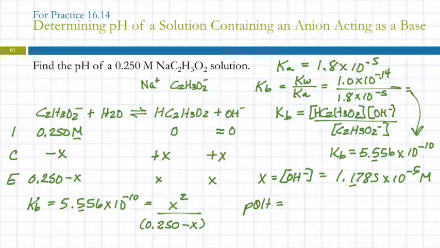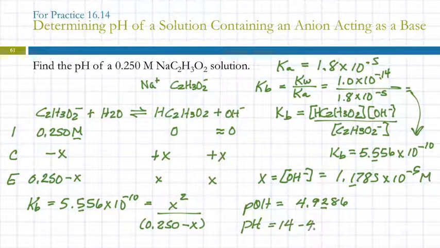pOH is 4.9286. pH then is 14 minus that. 9.07.